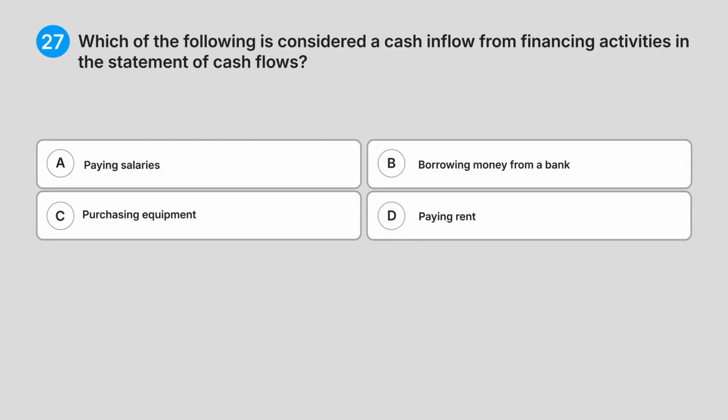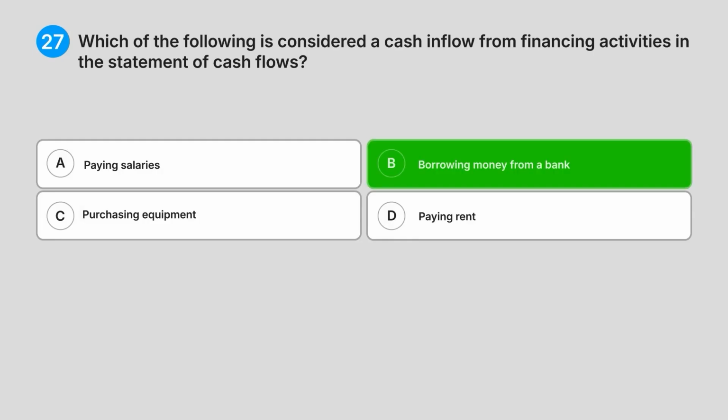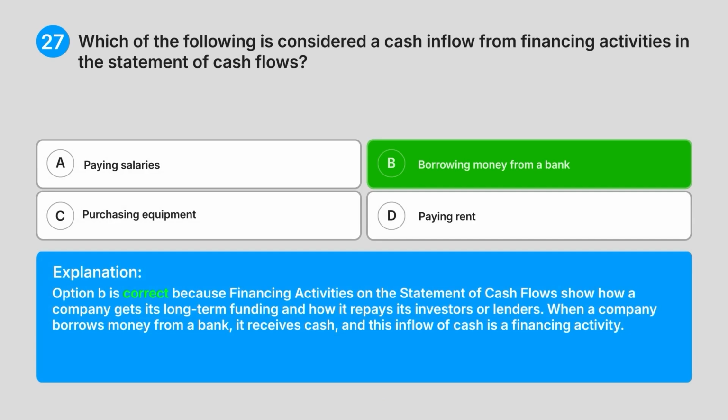Correct answer, B. Borrowing money from a bank. Explanation: option B is correct because financing activities on the statement of cash flows show how a company gets its long-term funding and how it repays its investors or lenders. When a company borrows money from a bank, it receives cash, and this inflow of cash is a financing activity.